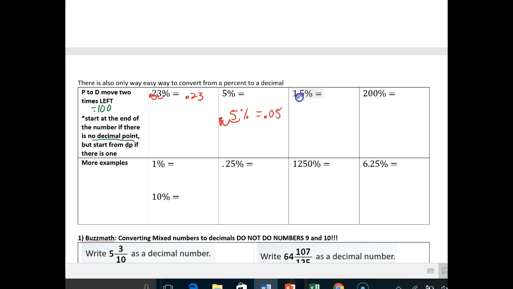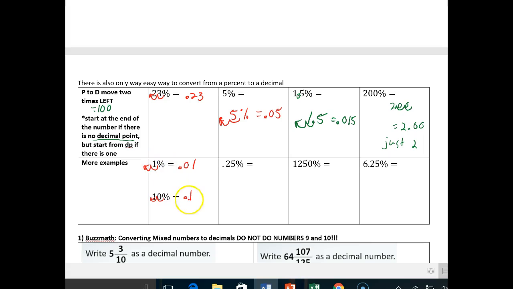1.5%. Notice the decimal point. Because there's a decimal point, I will start from the decimal point, once, twice, and this equals 0.015. 200%. No decimal points, so start from the end of 200, once, twice. It equals 2.0. You could even say 2.00. It's the same thing, or just 2, right? All the same thing. So again, taking a look at 1%, what does that look like as a decimal? Once, twice, that's 0.01 versus 10%, once, twice, which is 0.1. Everybody always confuses this.